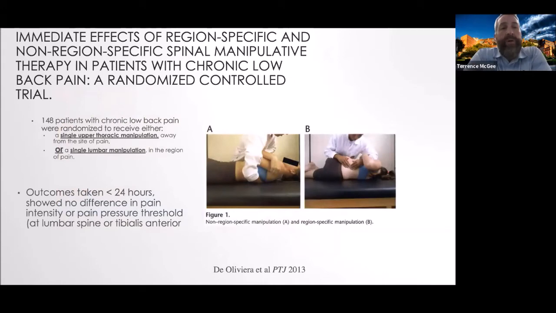And then the other one to kind of consider is that there is evidence that there's no difference in pain when performing thoracic manipulation versus looking at a regional specific technique to the lumbar spine. So even treating patients who maybe are a little bit more irritable in the lumbar spine by addressing mobility deficits in the thoracic spine can also provide significant pain relief for our patients.